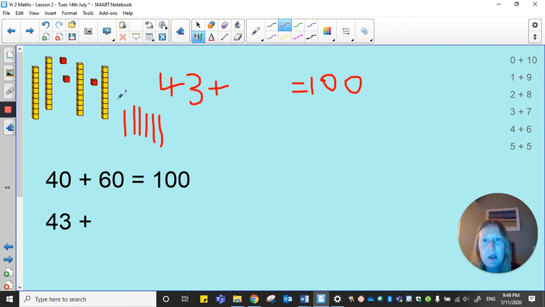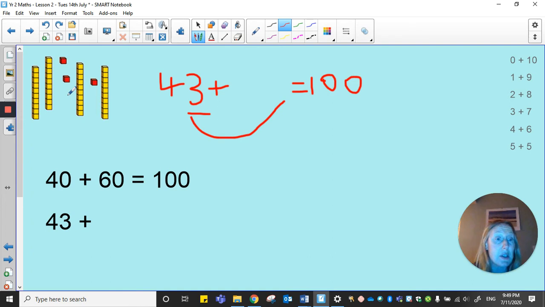That's too many. So what I have to do is think about these ones. I've got 3 here, okay? What would I have to add to 3 to make up the rest of that 10? 3 plus what gives you 10? 3 plus 7. So the 3 and the 7 give us a 10. Now we already have 4 tens, so 4 tens plus our extra 10 gives us 5 tens. And how are we going to get from 5 tens, 50, to 100?